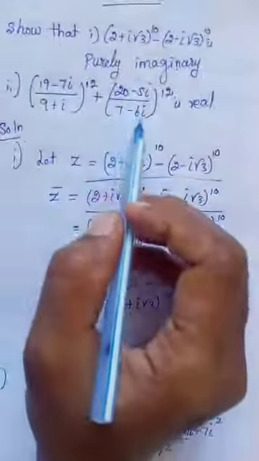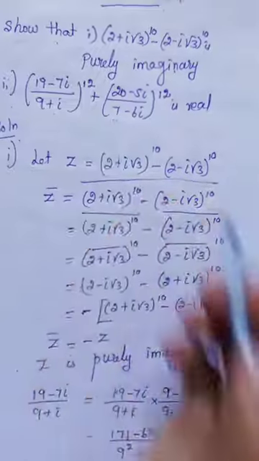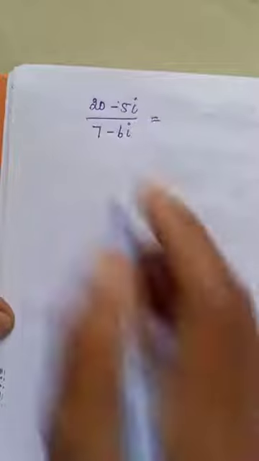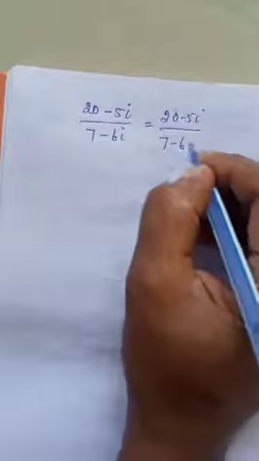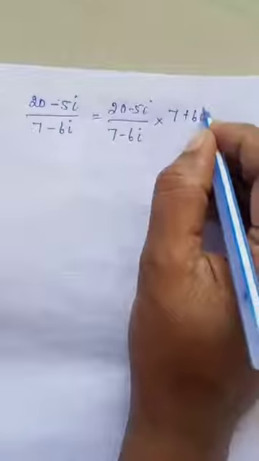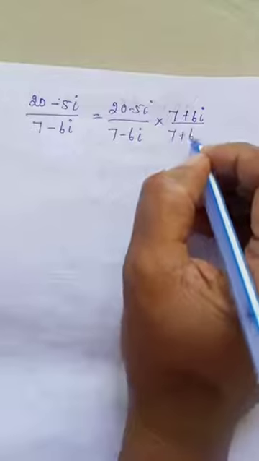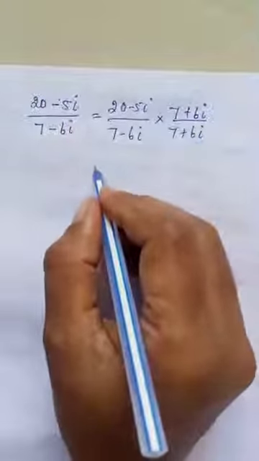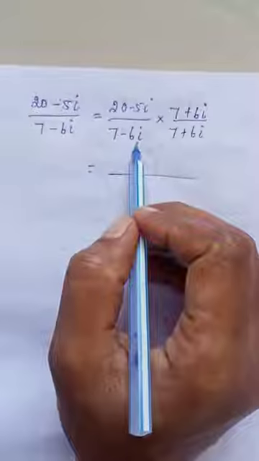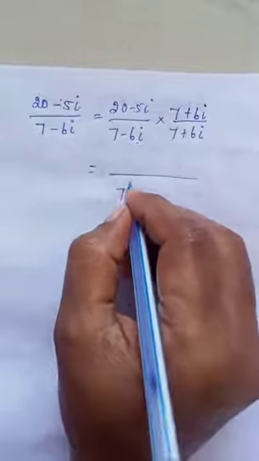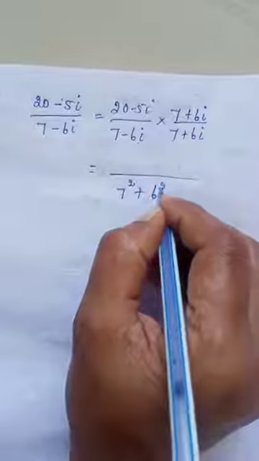Now the next term we have to simplify: 20 minus 5i by 7 minus 6i. What is the conjugate of 7 minus 6i? That is 7 plus 6i. So with that we have to multiply both numerator and denominator. This is x plus iy into x minus iy, that is x square plus y square, 7 square plus 6 square. Now shall we multiply 20 into 7?